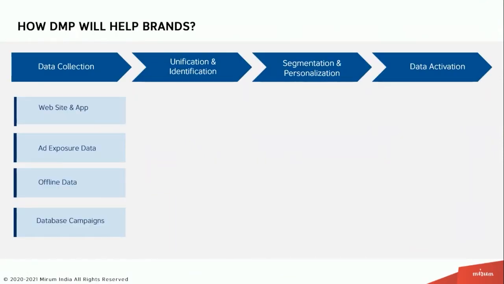In the data collection activity, as I mentioned previously, we'll be capturing data from the website, which would be ntoretail.com. Also the mobile app. We'll also be capturing data from AdX, where the ad is being served currently. We can pull in data in case there is offline data available, or in case there are some database campaigns which are happening, we can pull in data from that place as well, right?